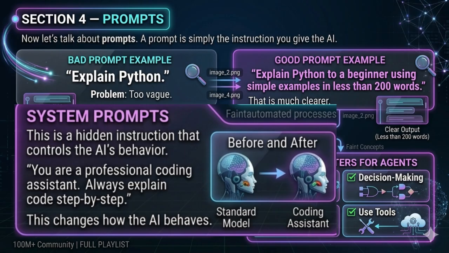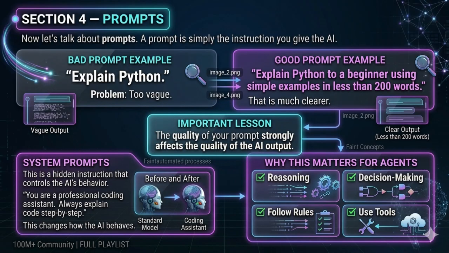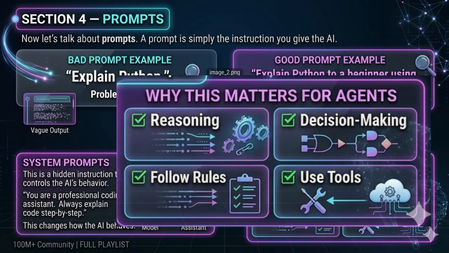What are system prompts? There is also something called a system prompt. This is a hidden instruction that controls the AI's behavior. Let's say an example. You are a professional coding assistant, always explain code step by step. This changes how the AI behaves. Why does this matter for AI agents? AI agents rely heavily on prompts. Prompts help agents reason, make decisions, follow rules, and use tools correctly.